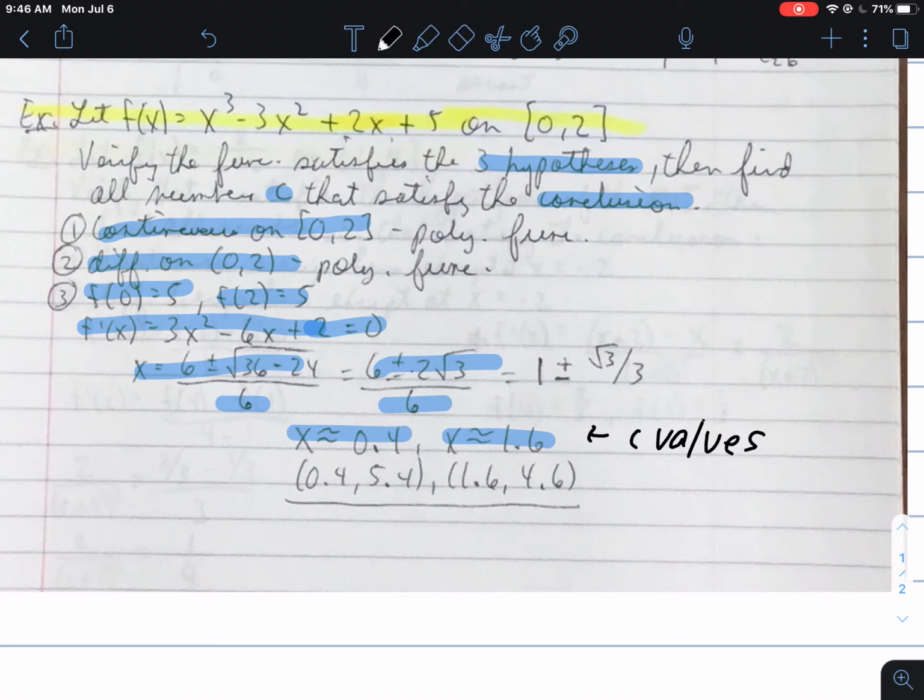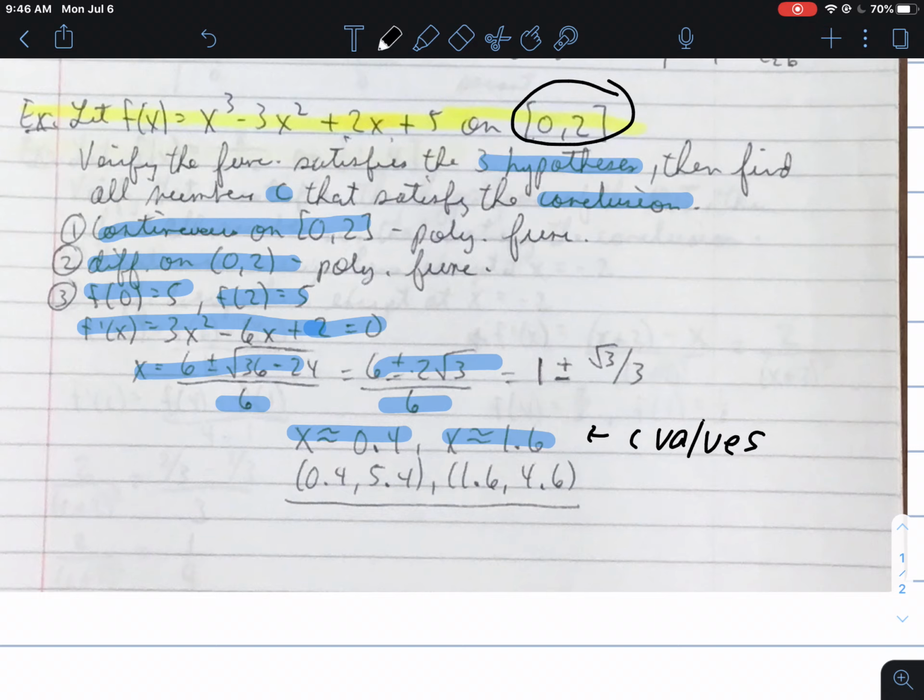So again, like we said, the theorem guarantees us that there's at least one C value. Notice in this case there are two. Now both of those points are located in our interval, right? So once you do find the values that satisfy your conclusion, make sure they're actually in the interval. So first of all, they should be, or at least one of them should be. And in this case, there are two values, 0.4 and 1.6, that are both in that interval. Okay?